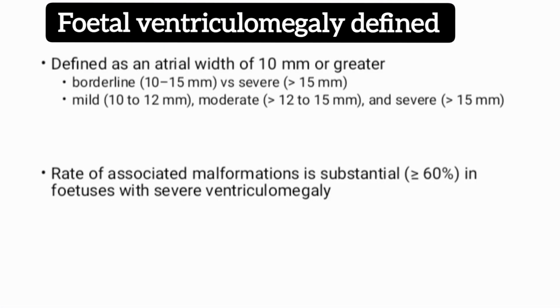Fetal ventriculomegaly is defined as an atrial width of 10 mm or greater. Borderline is 10 mm to 15 mm and severe is more than 15 mm. The rate of associated malformations is substantial in fetuses with severe ventriculomegaly.